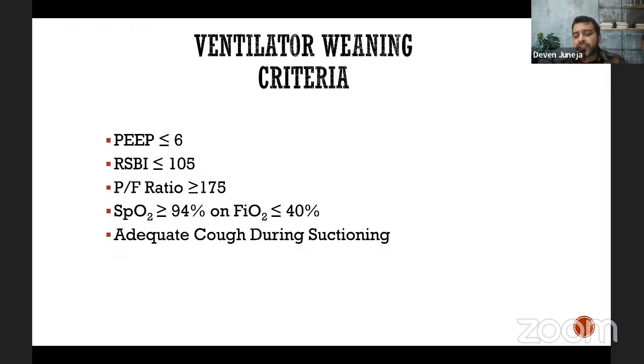So weaning criteria: the required PEEP should be around 6 or less than 6. There is an index, the rapid shallow breathing index, that is F by VT. F is the respiratory rate, VT is the tidal volume in liters. This is a simple formula. You put the patient on pressure support and you see what the rapid shallow breathing index is. If it is less than 105, that means the patient is ready for weaning. And the PF ratio should be more than 175, saturation more than 94%, oxygen requirement FiO2 should be less than 40 to 50%, and the patient should be able to maintain the airway and have an adequate cough reflex.